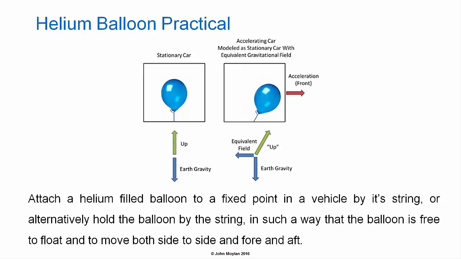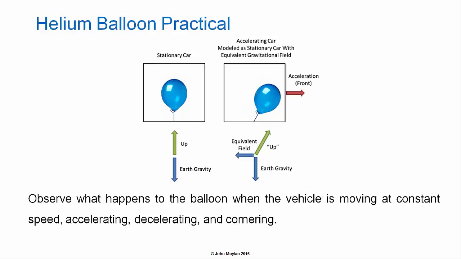The procedure is, once again, very simple. Attach a helium-filled balloon to a fixed point in a vehicle by its string, or alternatively, hold the balloon by the string in such a way that the balloon is free to float and to move both side to side and fore and aft. Observe what happens to the balloon when the vehicle is moving at constant speed, accelerating, decelerating, and cornering.